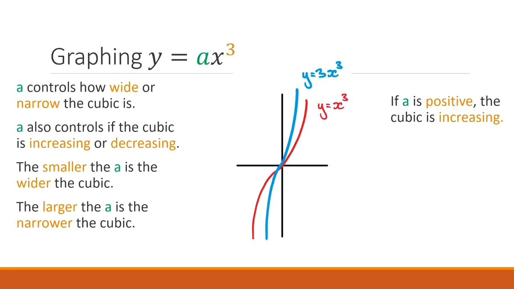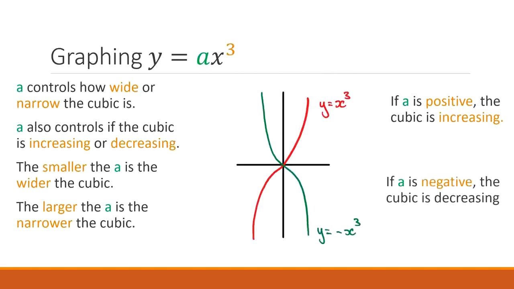Now the next thing to remember is if a is negative, so in the green graph there, the cubic is decreasing. So when it's positive, it's increasing, like red. When it's negative, it's decreasing, like green, from top left to bottom right.